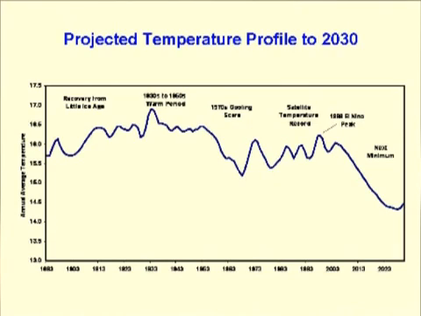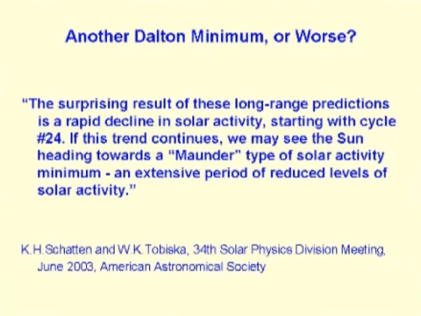Now, it can get worse than a repeat of the Dalton minimum. Ken Schatten is the solar physicist with the best track record in predicting solar cycles. His work suggests a return to the advancing glaciers and delayed spring snowmelt of the Little Ice Age for an indeterminate period.